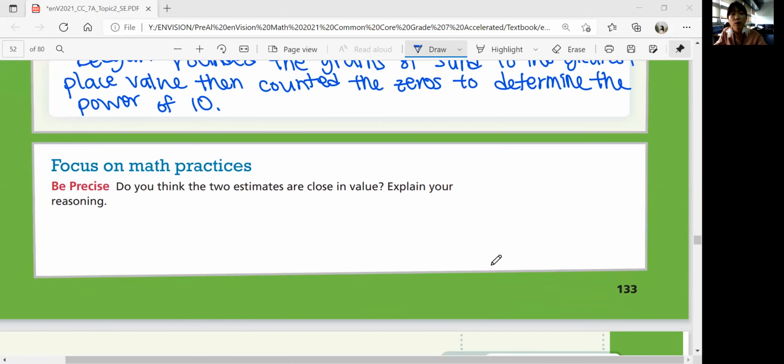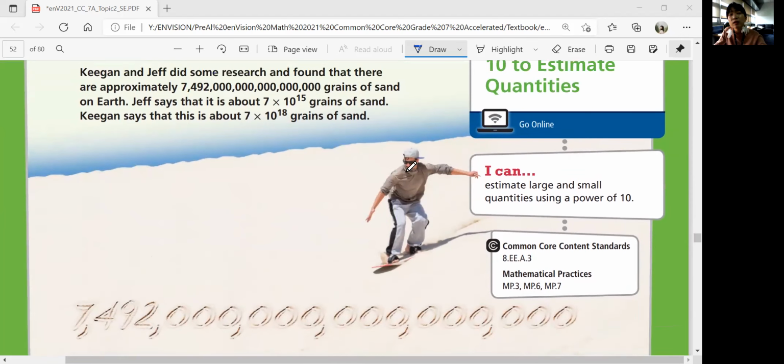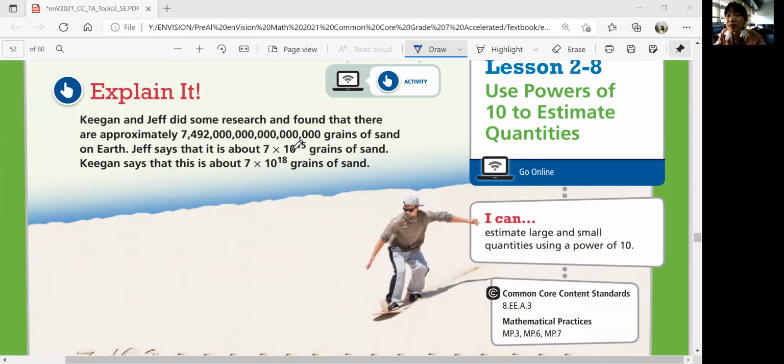All right, let's look at Focus on Math Practices. Do you think the two estimates are close in value? Explain your reasoning. Do you think they're both close, like in terms of numbers? Do you think 7 times 10 to the 15th is similar or about the same size as 7 times 10 to the 18th? 10 to the 3rd power is actually 1,000. 1,000 is not a small number.